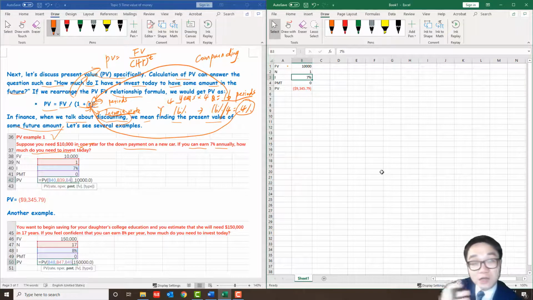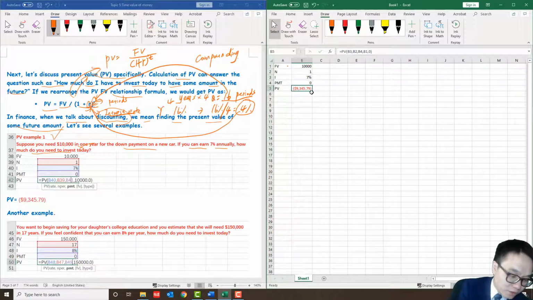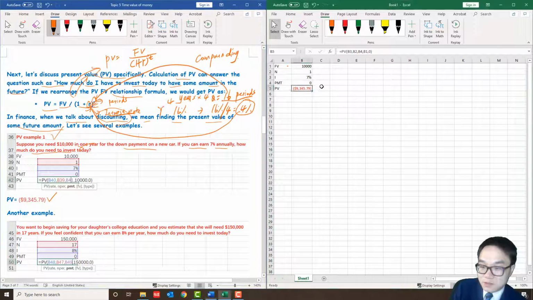You see how convenient Excel is. If you have one thing wrong, you don't need to start over to do it again. You just change the element that has the wrong input information. Then everything else will change automatically. That's the smart thing about Excel. So you change it to 1. Now your present value is $9,345.79. That's exactly what we show here.